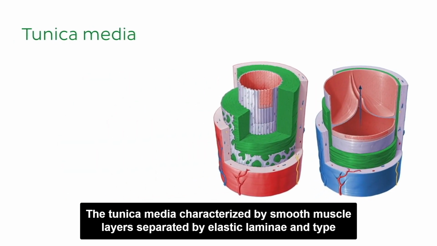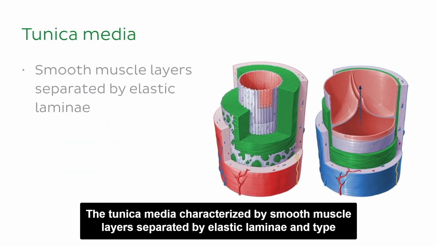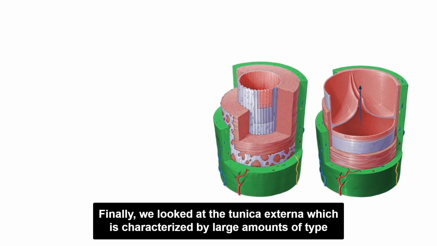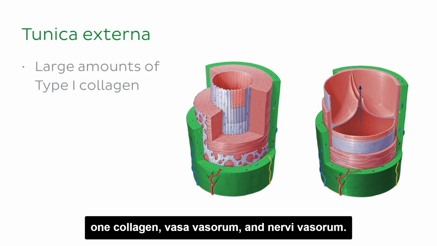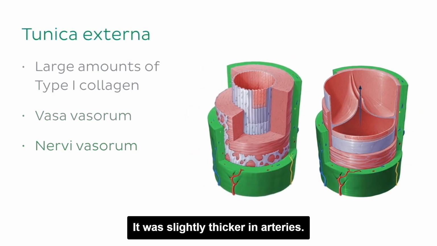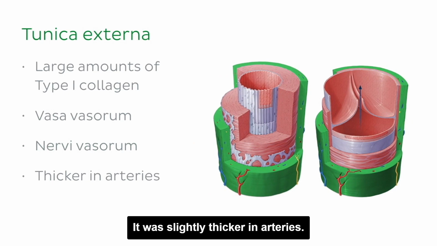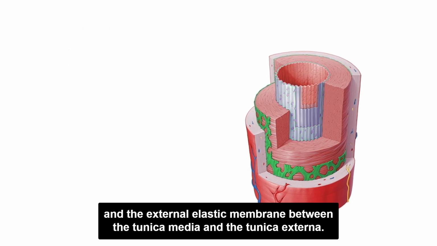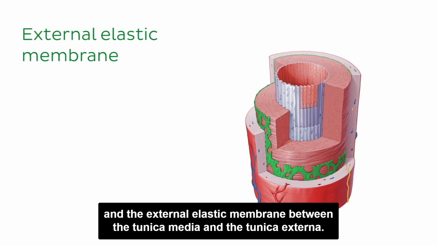The tunica media, characterized by smooth muscle layers separated by elastic laminae and type 3 collagen, was much thicker in arteries. Finally, we looked at the tunica externa, which is characterized by large amounts of type 1 collagen, vasa vasorum, and nervi vasorum. It was slightly thicker in arteries. We also discussed the internal elastic membrane between the tunica intima and the tunica media, and the external elastic membrane between the tunica media and the tunica externa.